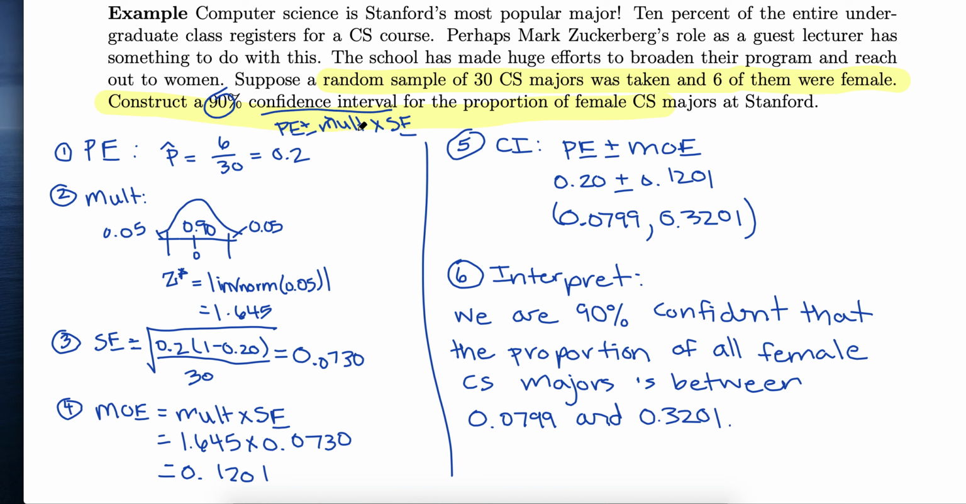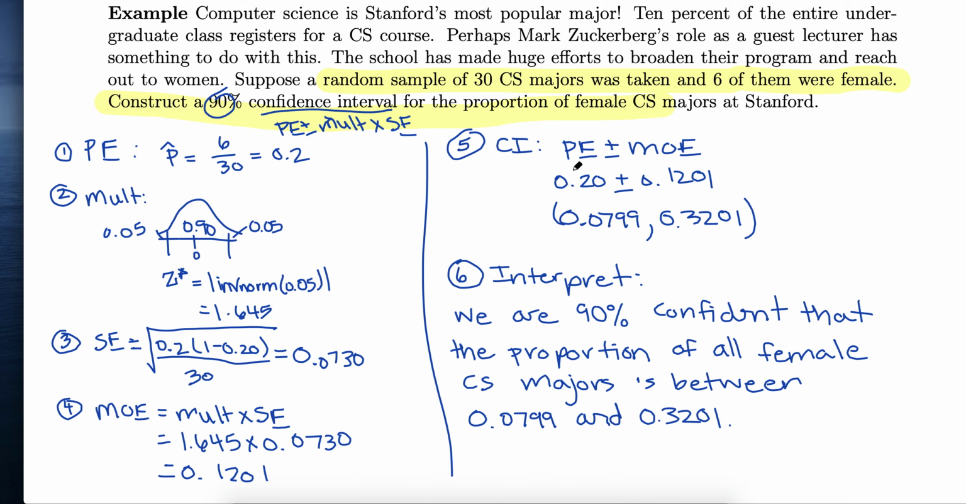So up here, our multiplier and standard error together give us that margin of error that we're going to add and subtract. So margin of error is multiplier times standard error. We found those two values previously, just multiply them to get our margin of error of about 12%. And last step, put it all together.